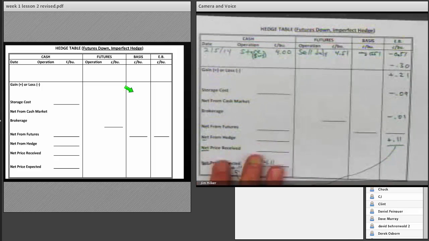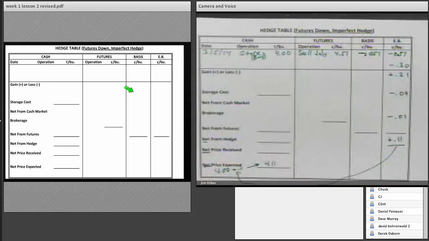We haven't talked about it yet, but most people don't know that elevators make money by handling and selling to somebody for a markup. I could call my elevator and say, what price would you give me if I wanted to deliver in late June? They'll come back with an answer and say, I'll give you 408.